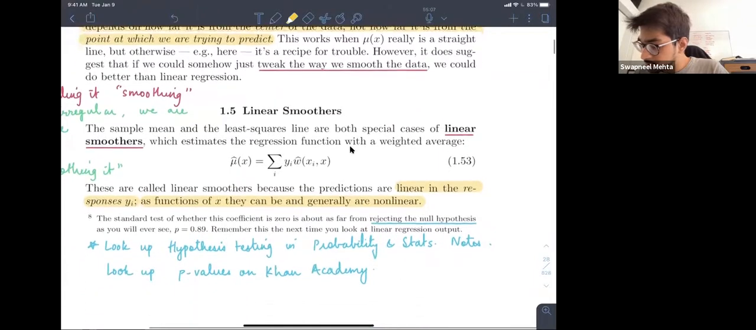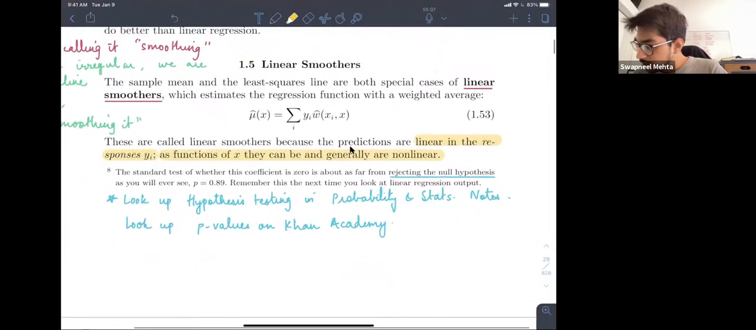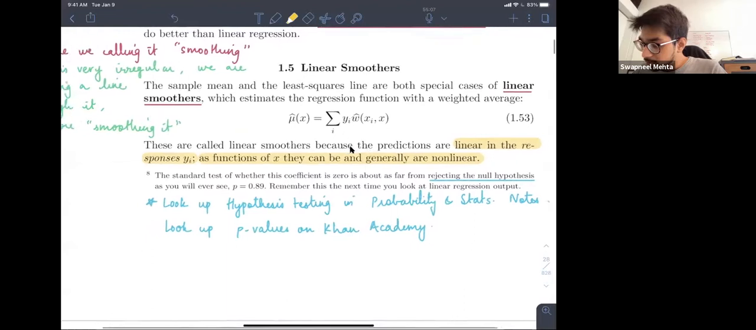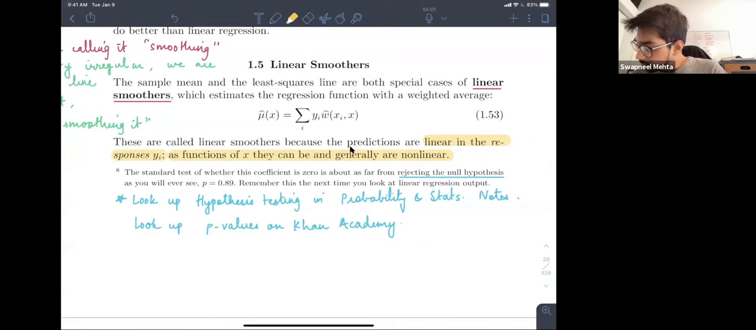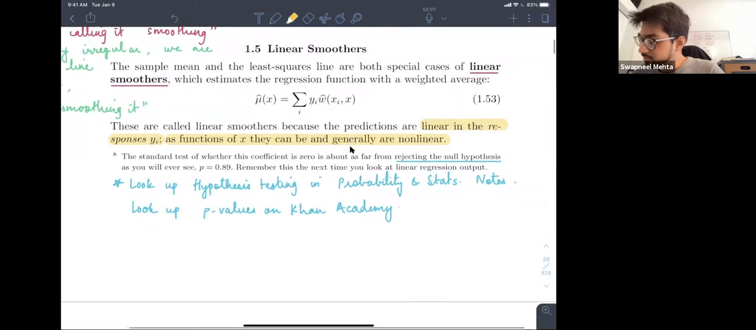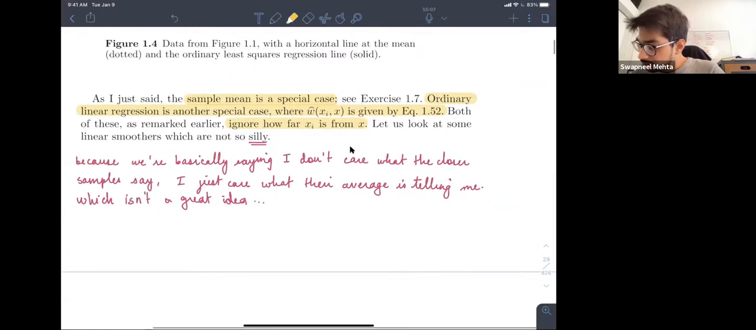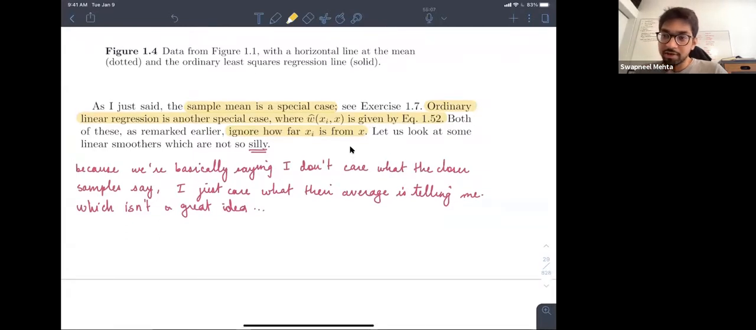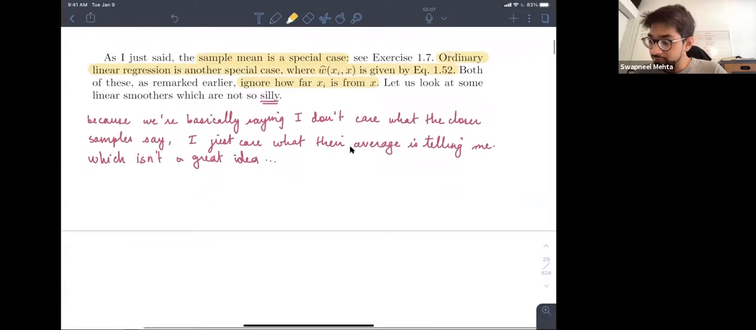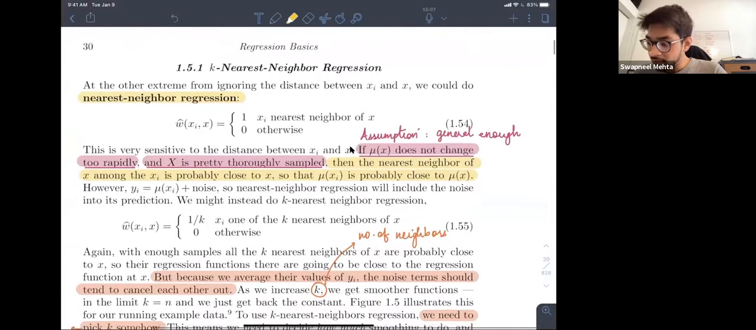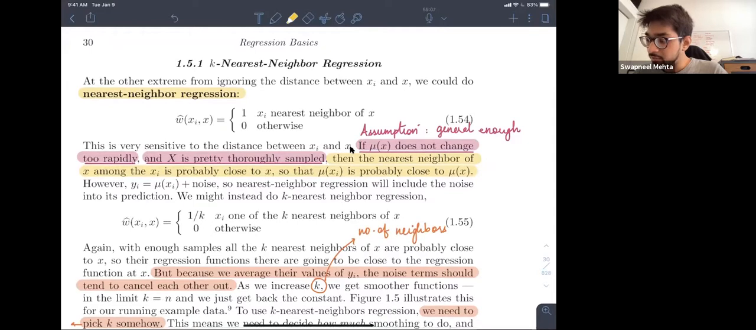I'm not going to spend too much time on that. What I'm going to talk about now is more of linear smoothing, which estimates the function with a weighted average. So we got to this point where we said that your prediction is essentially a weighted average of the data. And there are different ways in which we can take these weighted averages, which is what gets us to this idea of nearest neighbor regression.